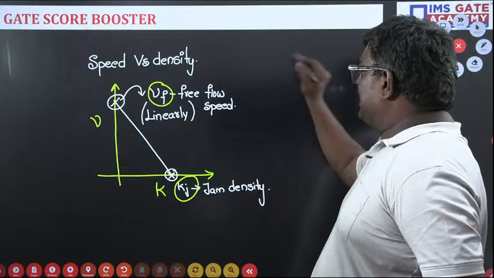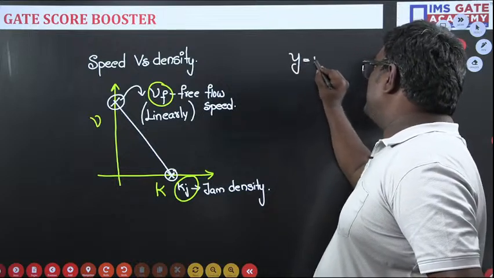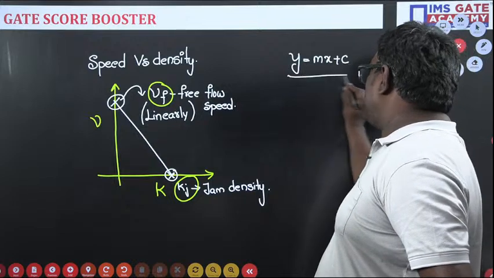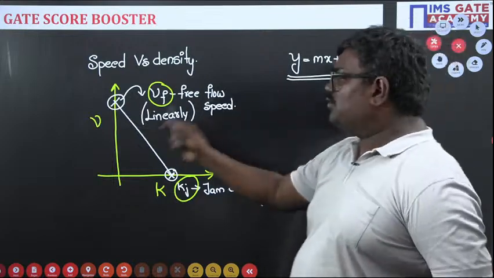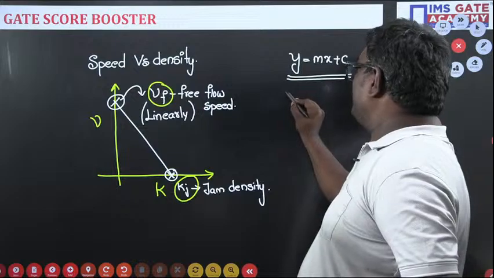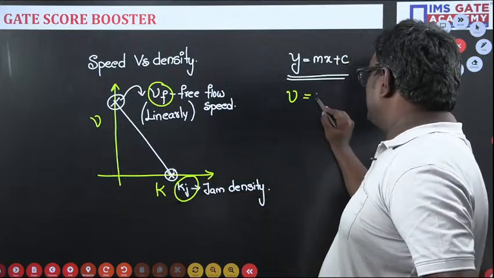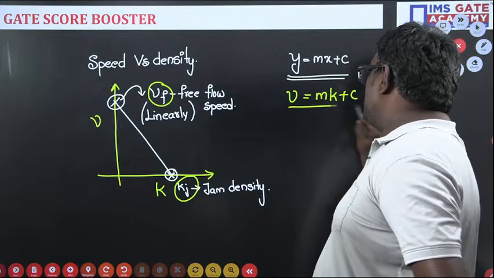Now, let me tell you one important thing, sir. The straight line equation y is equal to what? y is equal to mx plus c. What is y here? y is nothing but v and x is nothing but density. So you can write v is equal to mk plus c.